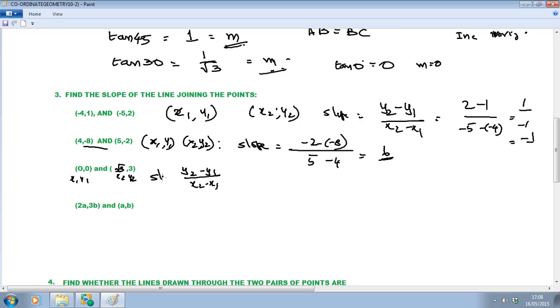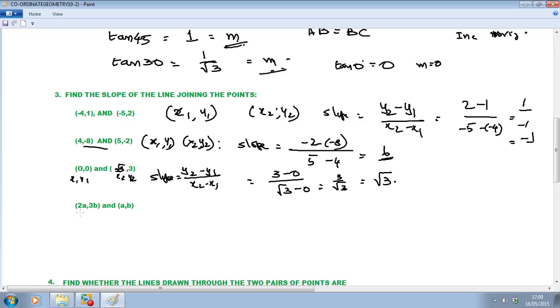Slope is equal to, so y2 is 3, y1 is 0. Now x2 is root 3, minus 0, equal to 3 by root 3, which is equal to root 3. So root 3 is the slope.